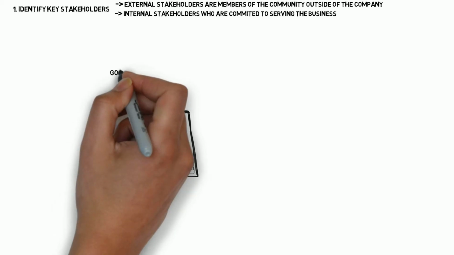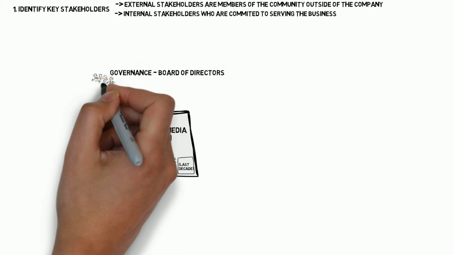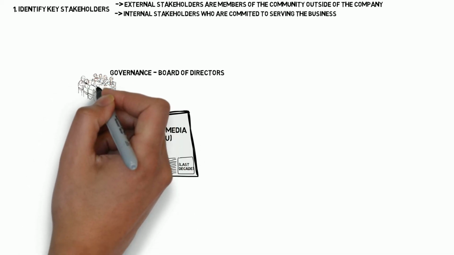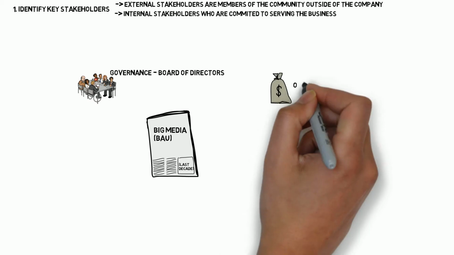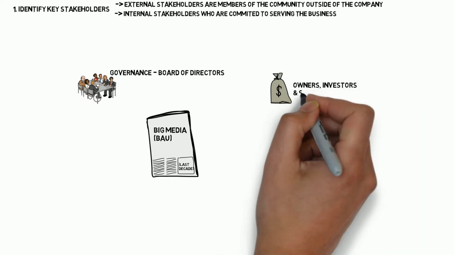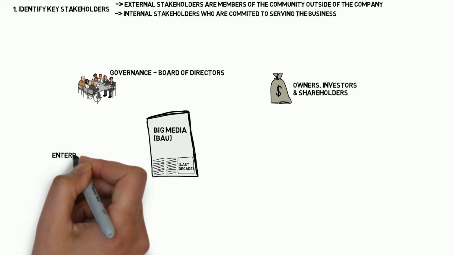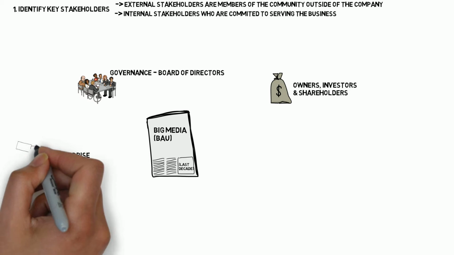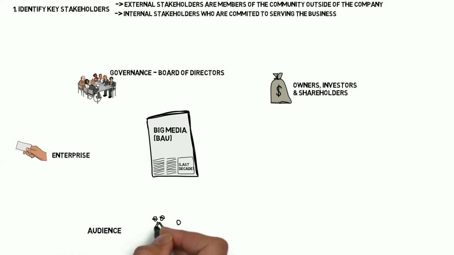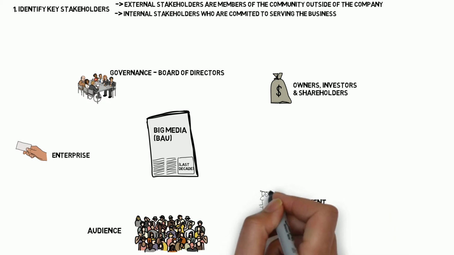So first we have governance, board of directors, the group of people who are guiding which way the media company goes. You'll have the owner or owners who will also usually sit on the board of directors, along with shareholders and investors. You have enterprise, so companies and businesses that advertise with the media. You have the audience. And you have government and politicians.